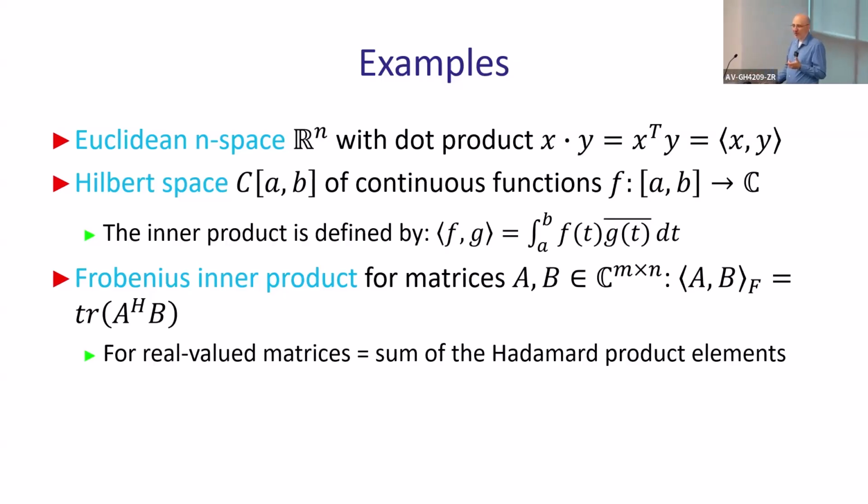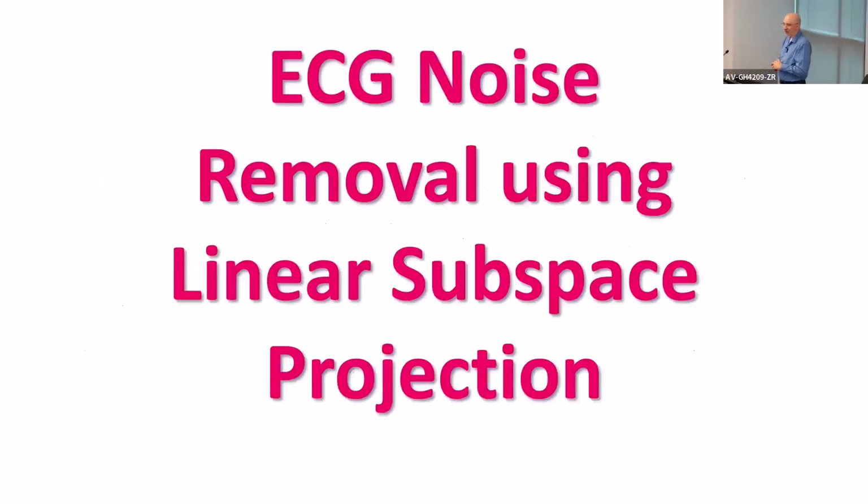Again, we probably will not see any complex functions except Fourier transforms in signal analysis, which is one of the most popular transforms. So it's good to know how it works, I guess. So here is an example of ECG noise removal using linear subspace projection. And we'll talk about projections to linear subspaces. It will all come together to the same formula eventually, but we'll get that as an example first.